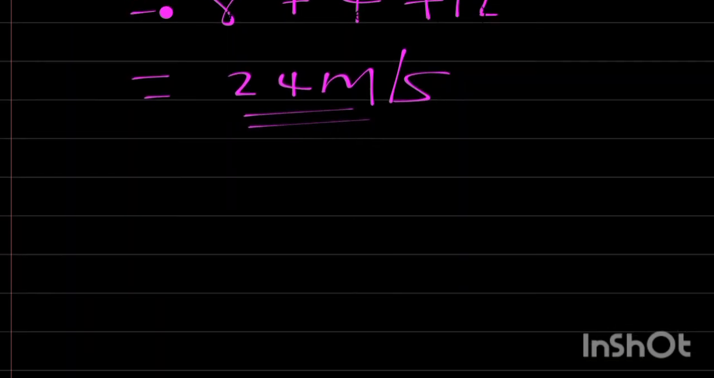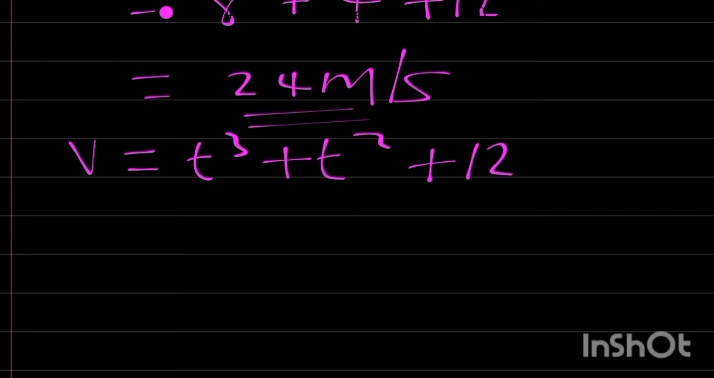The next question is what? The distance from O after 2 seconds. Okay, the distance from O after 2 seconds. We already have an expression for the velocity. And the expression is v is equal to t raised to power of 3 plus t raised to power of 2, then plus 12.